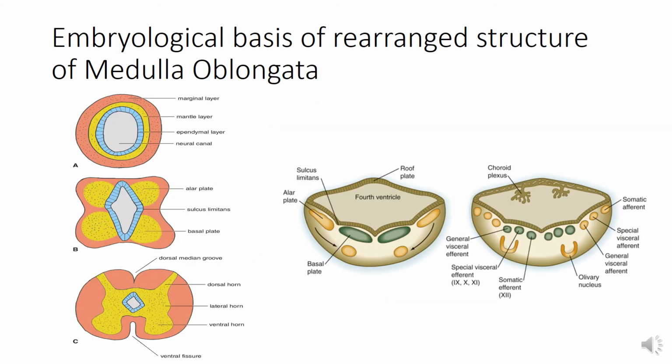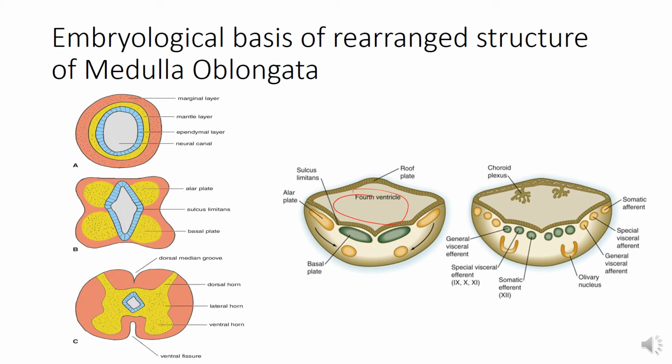Like the spinal cord, the medulla oblongata consists of white matter and gray matter, but study of transverse sections of this region shows that they have been extensively rearranged. Now, this rearrangement can be explained embryologically by the expansion of the neural tube to form the hindbrain vesicle, which becomes the fourth ventricle.